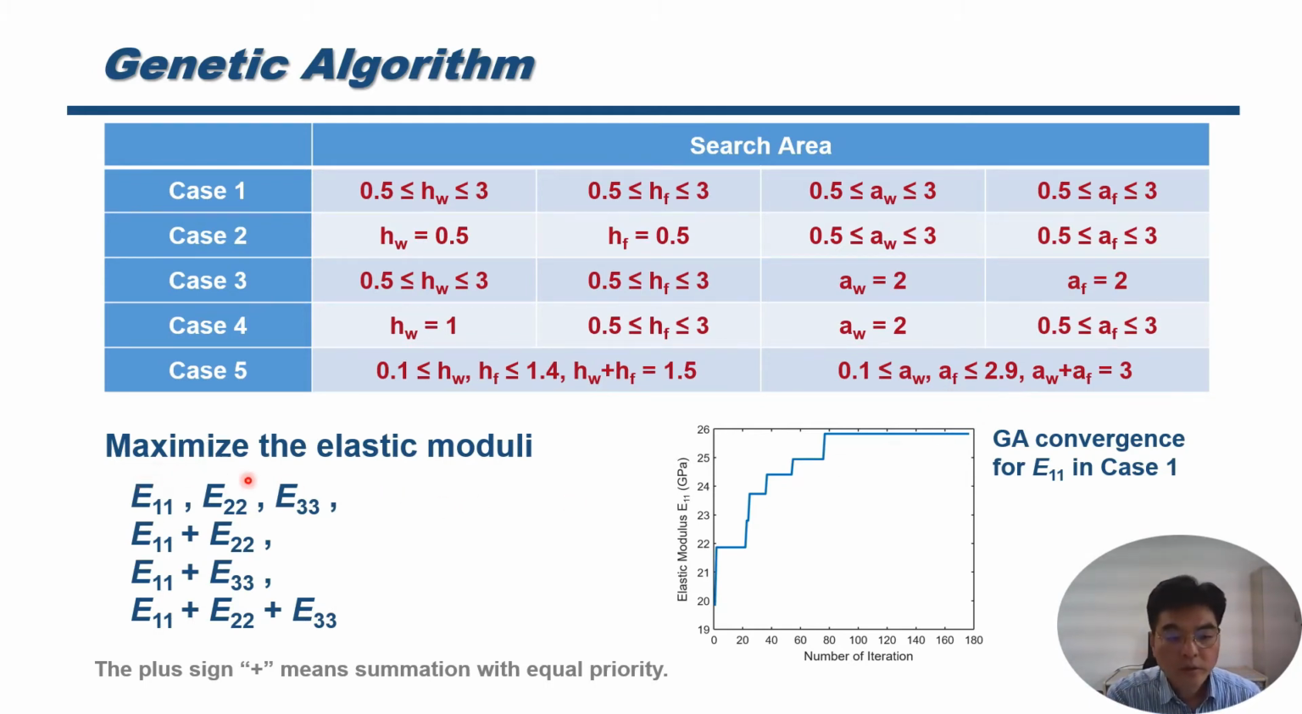Okay, we try to maximize the elastic modulus, like I said in the previous slide. We set up elastic modulus E11, E22, E33, and E11 plus E22, E11 plus E33, and E11 plus E22 plus E33. So there are some plus signs here. Plus sign means summation with equal priority. Okay, this one is the GA convergence example for E11 in case 1.